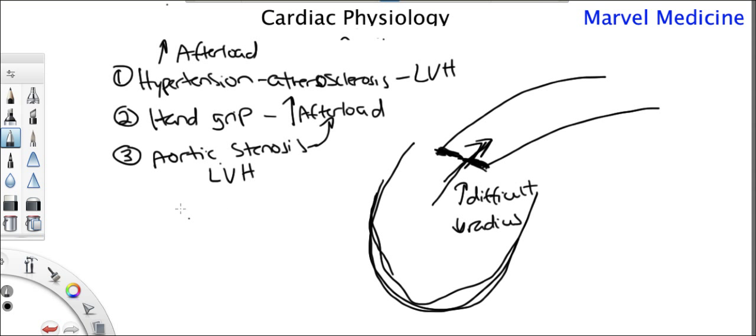Make sense? Now, let's say they give you a pharmacological question and ask which of the following drugs causes increased afterload. All you have to think of is, what do these drugs need to do? They need to constrict the arterioles to increase my total peripheral resistance. So what drug constricts arterioles? An alpha 1 agonist. One example is phenylephrine, right? Does that make sense? Phenylephrine is an alpha 1 agonist.